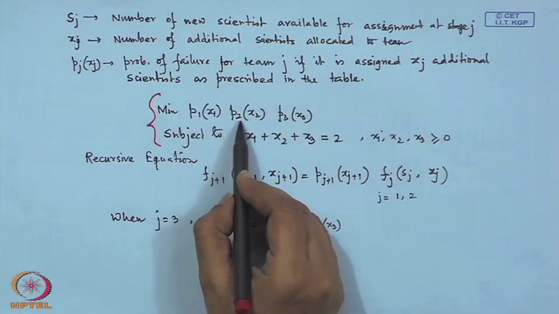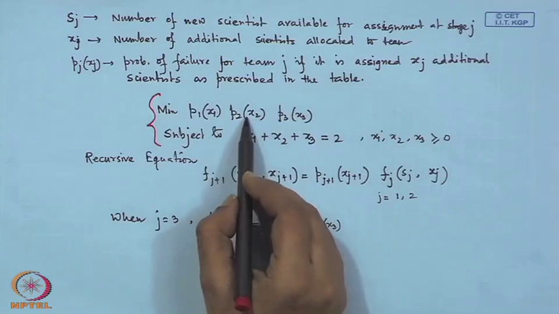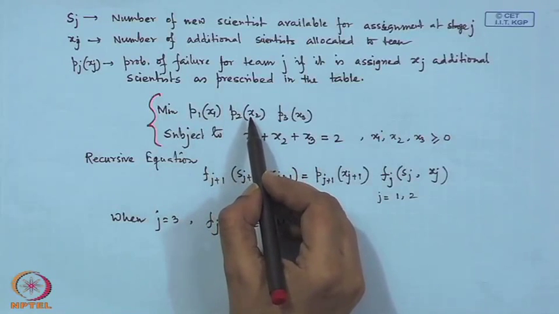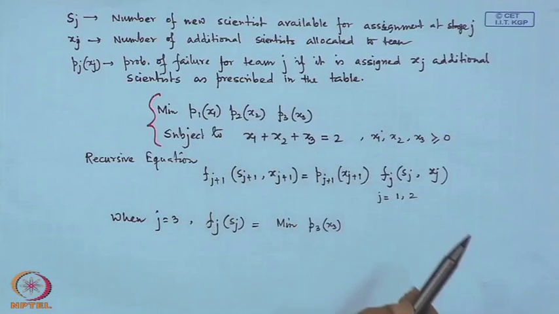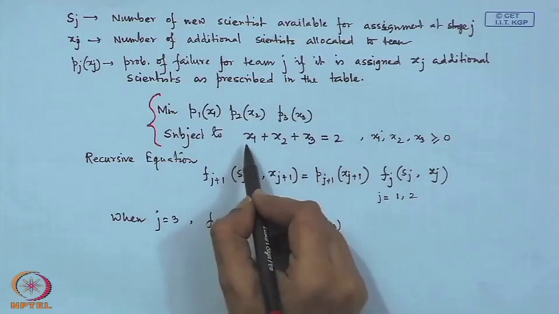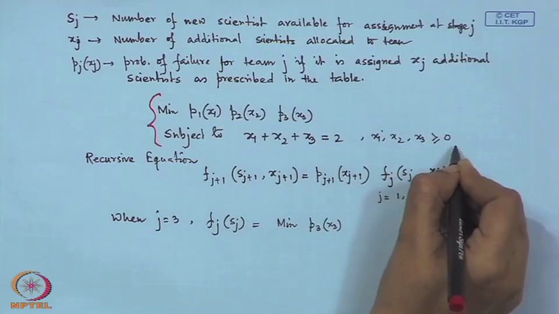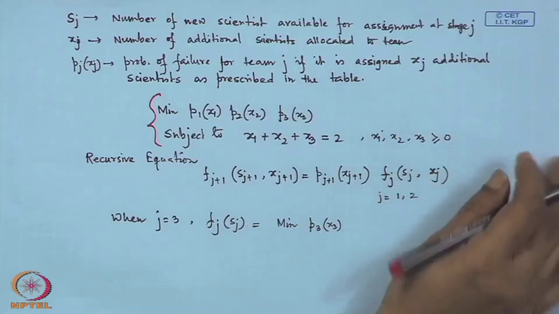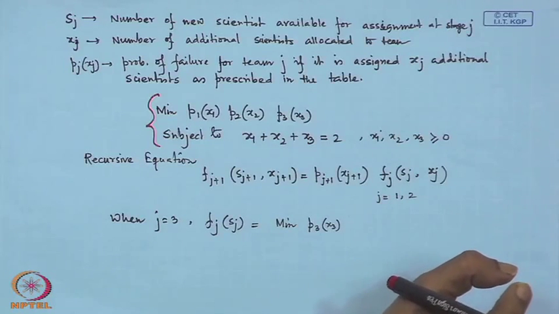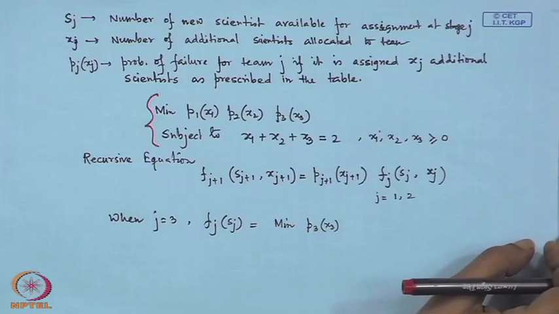Here P2 x2 is the probability of failure for team 2 if x2 number of scientists are being allotted, and x2 can again take the value of 0, 1, 2, similarly P3 x3. And there is a constraint that total number of scientists must be 2, that is why x1 plus x2 plus x3 equal to 2, x1, x2, x3, these are all positive values certainly, and there is another constraint that these are all integer values. That is why this is the integer programming problem, and we can solve it with the dynamic programming technique very easily.